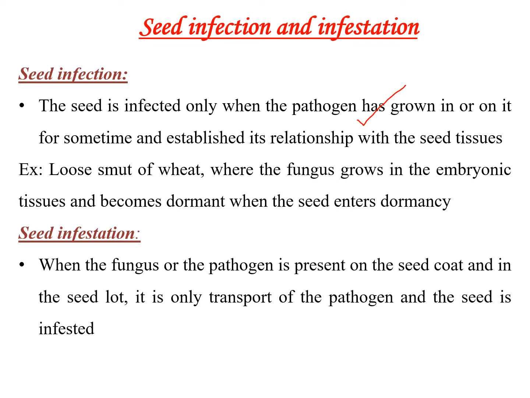It means the fungus or a pathogen is present on the seed coat, or maybe it can move through the seed as a contaminant. That means the seed acts only as a carrier for the pathogen. It helps in the transport of the pathogen. So here the pathogen is present either on the seed coat, that is externally seed borne, or it can mix with the seed lot and be carried as a seed contaminant. So these two categories come under seed infestation, where there is no true pathogenic relationship between the seed and the pathogen.